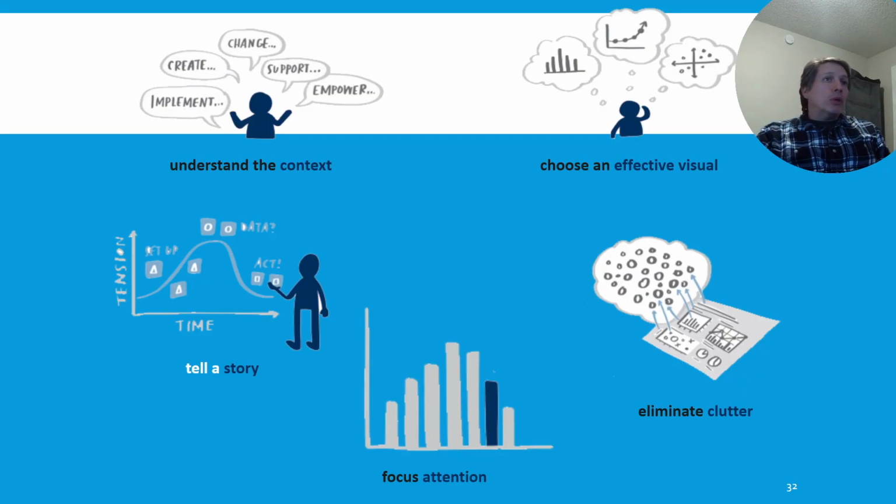Then some clues again, we need to understand the context. We need to choose an effective visual that we are going to be using. We want to eliminate clutter because we don't want to distract the audience.